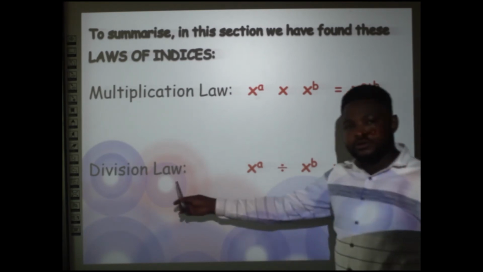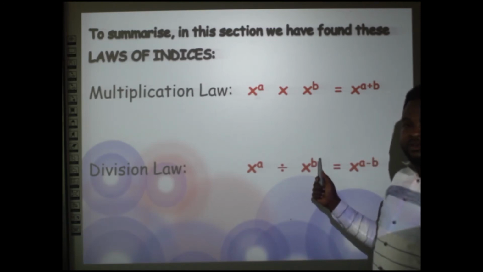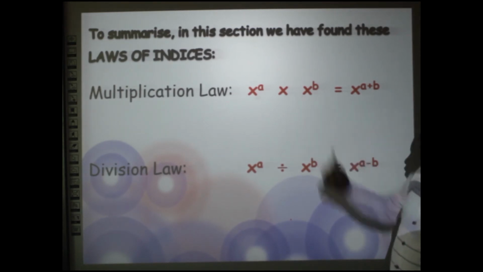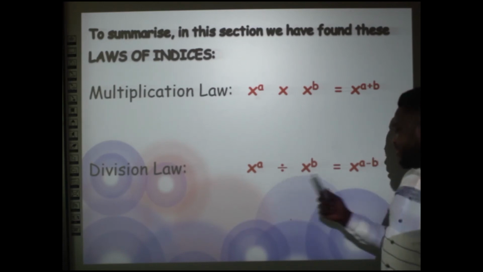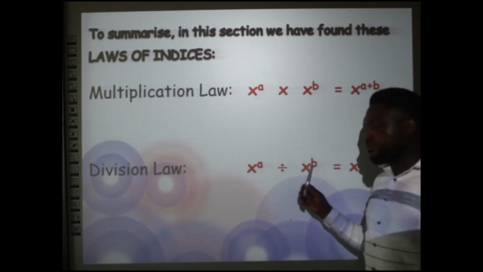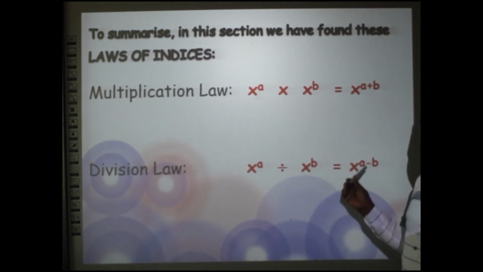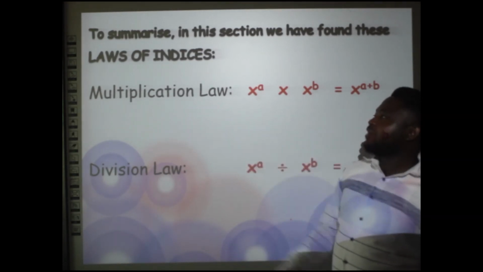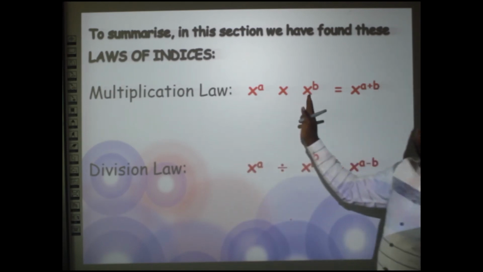Now, the division law here, x raised to the power a divided by x raised to the power of b will give us x raised to the power a minus b, which is the inverse of multiplication here. So now, in this case, since we have the same base and we decide to write x, the division here will now turn to subtraction. So this will give us x raised to the power a minus b. So this is the division law, while this is what? Multiplication law.